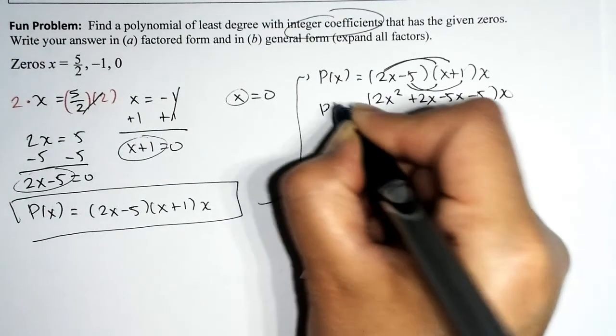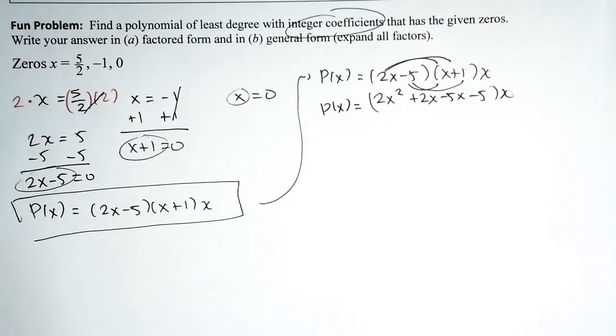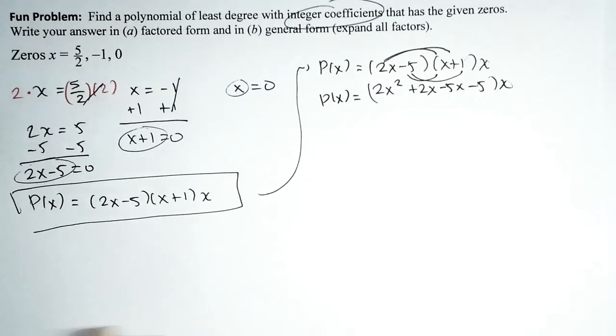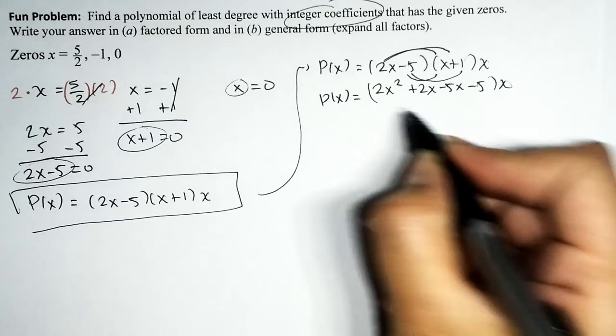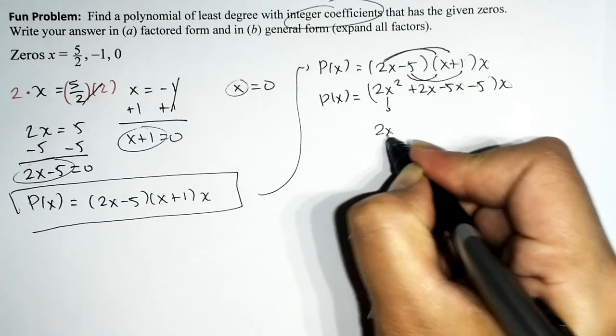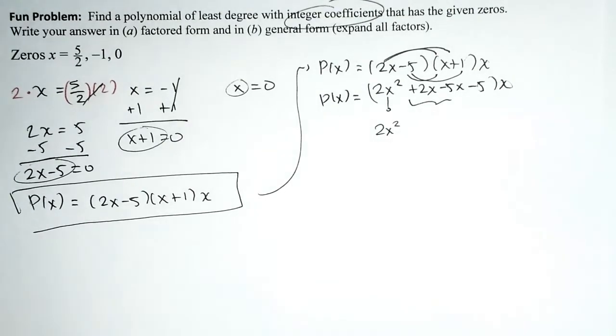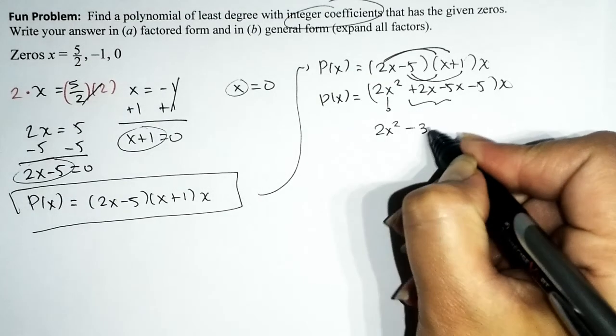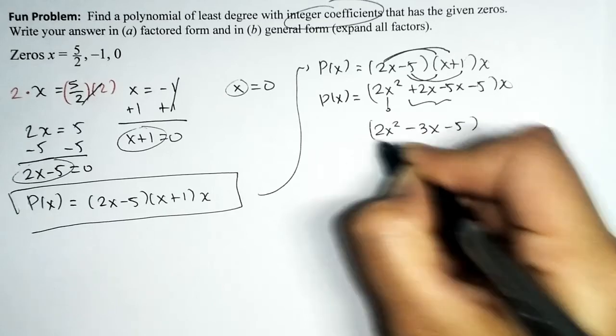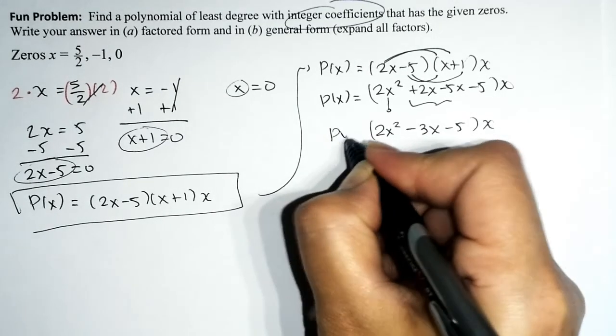Take your time, bring down the rest of the problem. Don't rush yourself. When we combine the like terms, we only have one squared term. The sum of the middle terms, namely 2x and negative 5x, will give us negative 3x. We bring down the rest of the problem. Take your time, you got this.